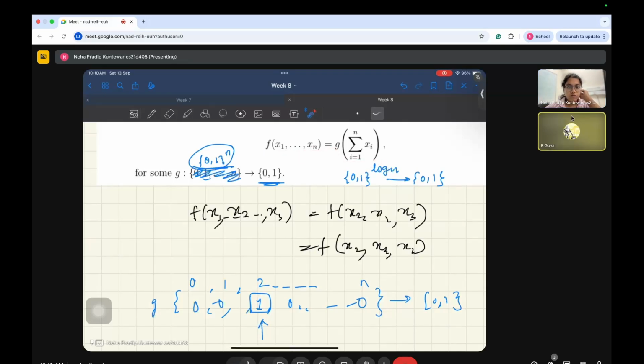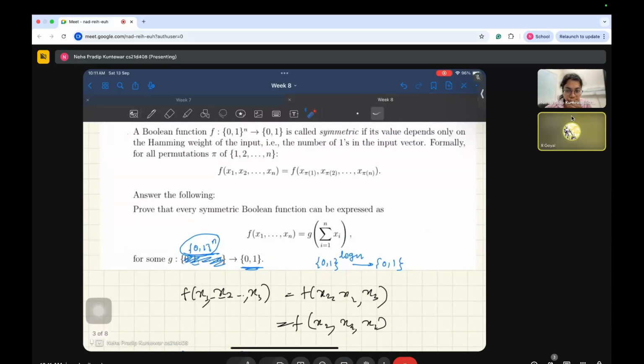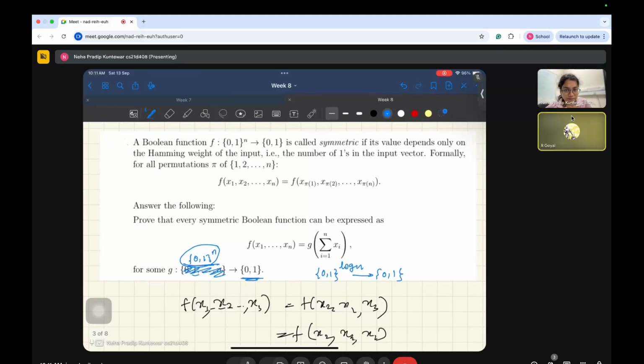Oh, I see. But then when can we have the value of f even equal to 0? Because what I think is that this f function is a symmetric function, and that only depends on the Hamming weights, and Hamming weight is equal to the number of ones in the string. So irrespective of whichever permutation I apply, it will keep the number of ones intact. So that is fine, but when do we get the value of even this Boolean function equal to a 0?